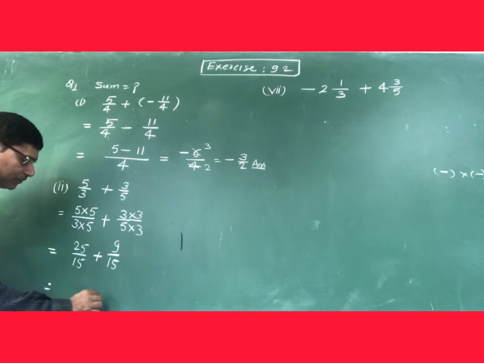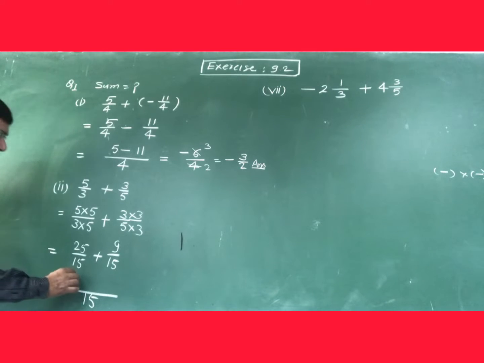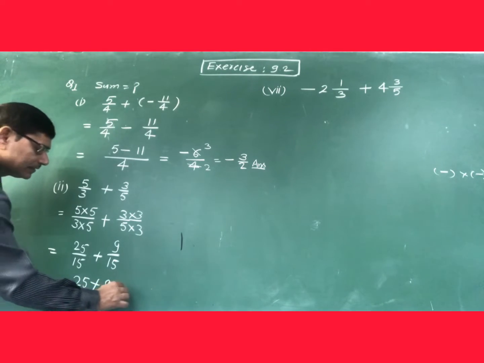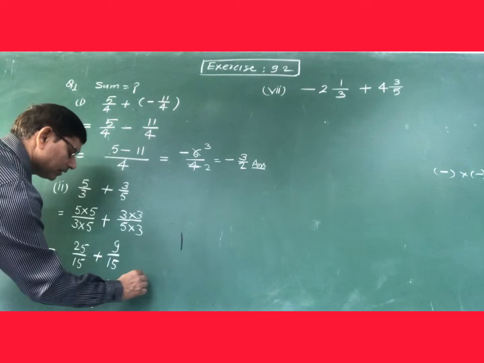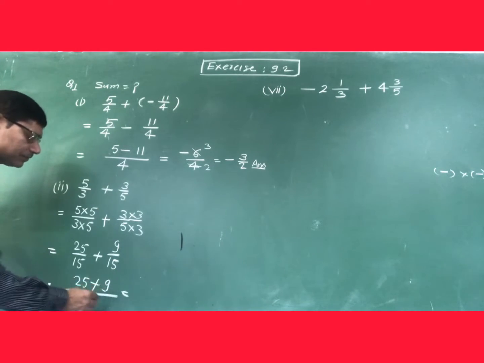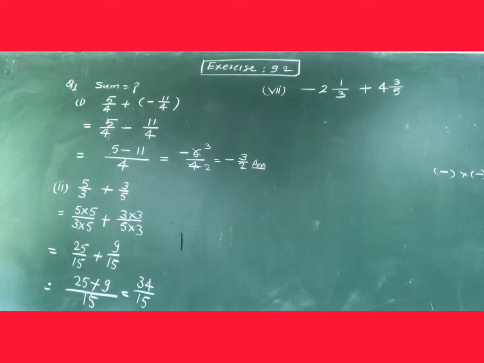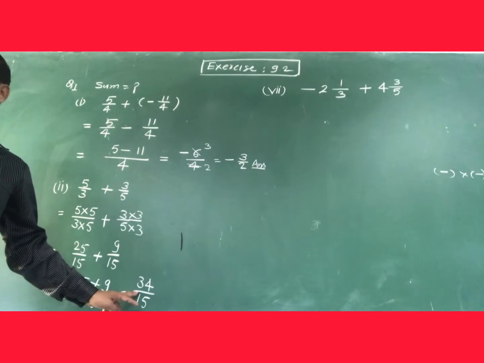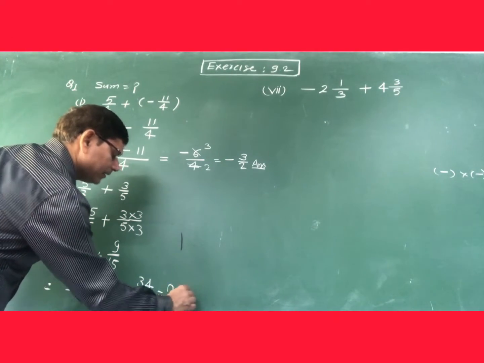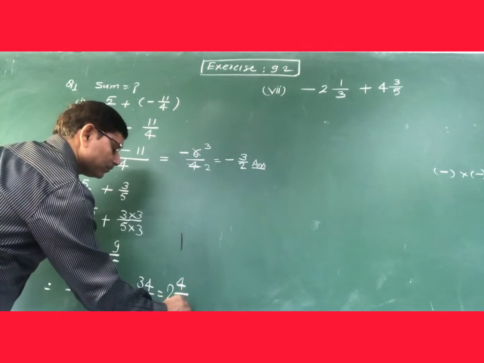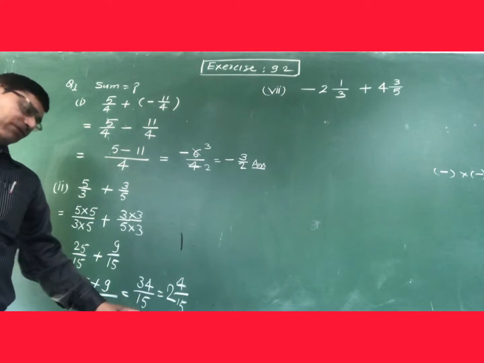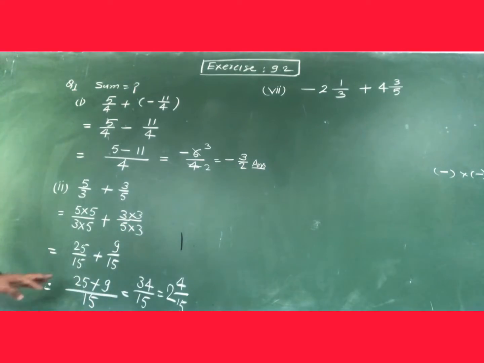As you can see, 15 you will write only one time, and 25 plus 9 gives you how much? 34 upon 15. And 34 upon 15 you cannot write in the lowest form. But if you want, then you can convert it to a mixed fraction. So 15 twos are 30, you can write 2 and the remaining is 4 by 15. So this is the answer. Otherwise you can write this answer only. Okay, so this is the method.